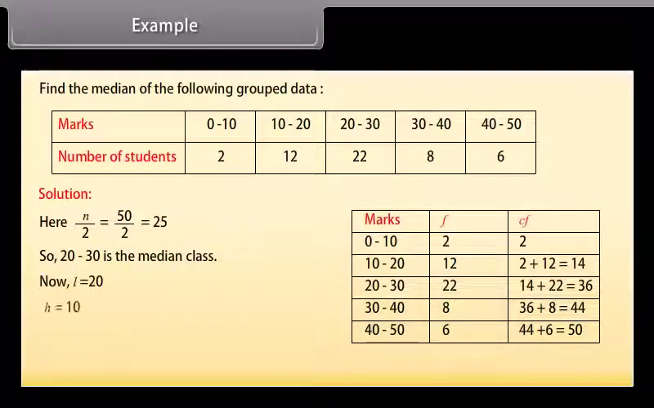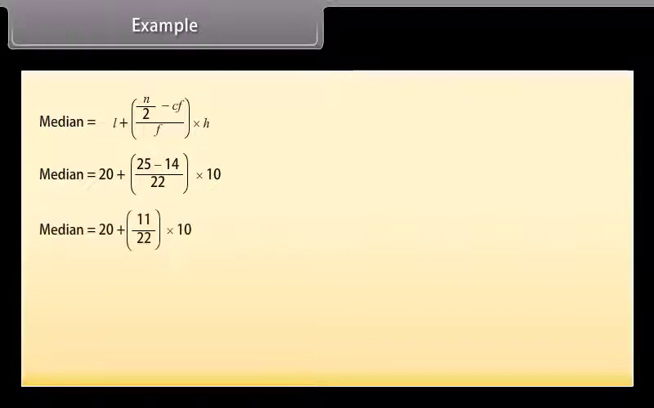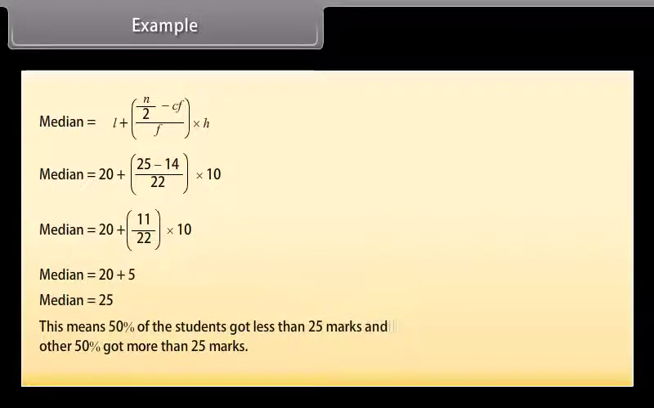Now, L is 20, h is 10, CF is 14, f is 22. And then we calculate the median using the formula given below. L plus n by 2 minus CF, that is divided by f and multiplied by h. Median equals 20 plus 25 minus 14 by 22 into 10. 20 plus 11 by 22 into 10. Median is equal to 20 plus 5, which equals 25. This means 50% of the students got less than 25 marks and the other 50% got more than 25 marks.